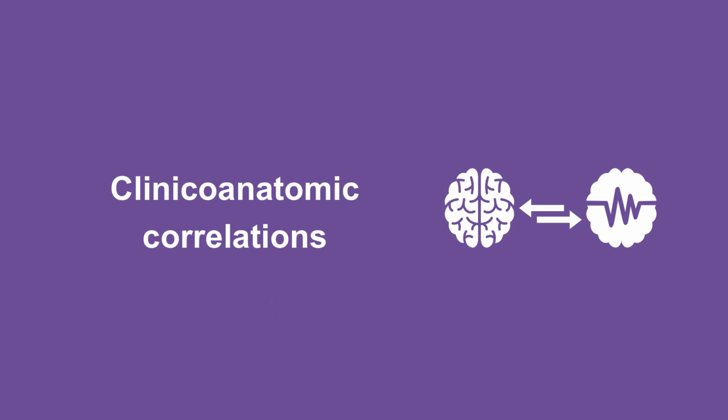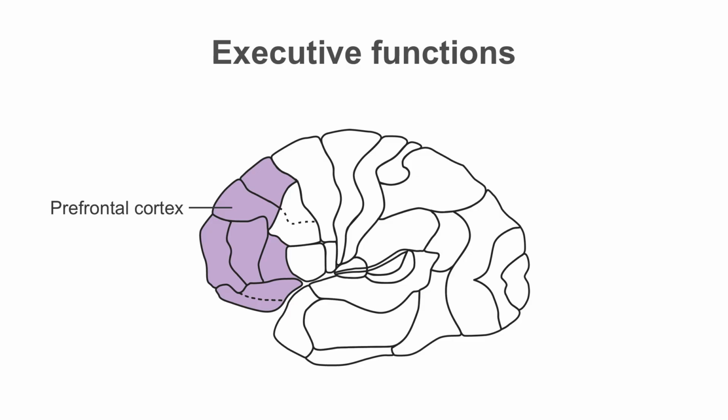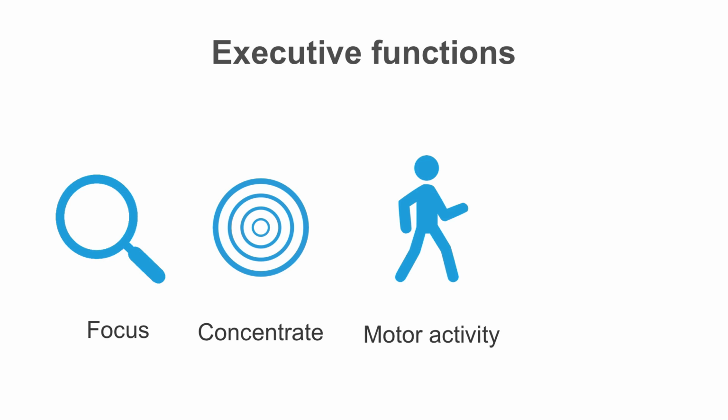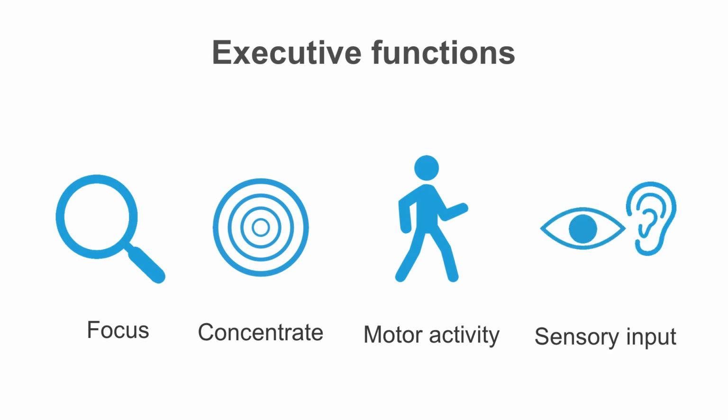With this anatomic knowledge, we can now review frontal clinical anatomic correlations. The prefrontal cortex and surrounding cortex, as well as the orbital frontal cortex, a region at the base of the frontal lobe above the orbits, are all involved in executive functions. These are cognitive processes we use to guide and control our behavior. Primarily, they refer to goal-oriented behaviors. Neurologically, they are characterized by focusing, concentrating, and regulating motor activity as well as sensory input.